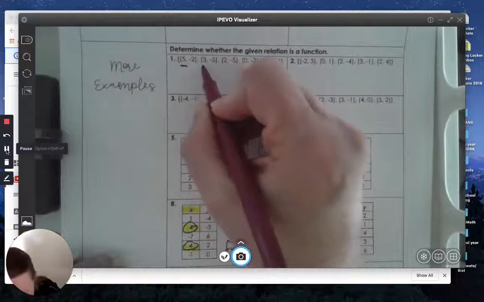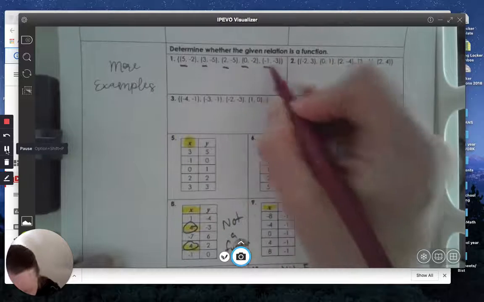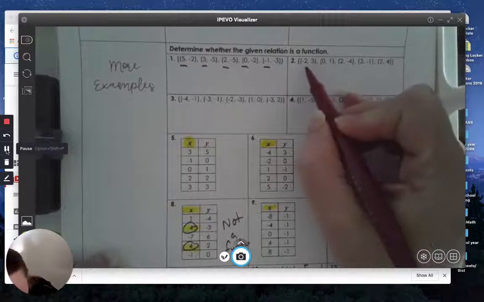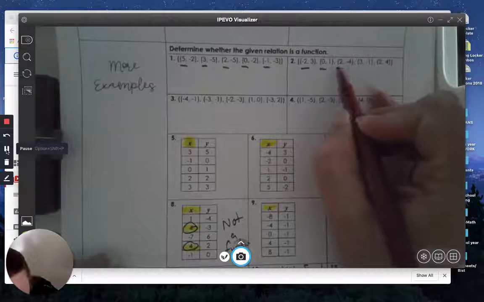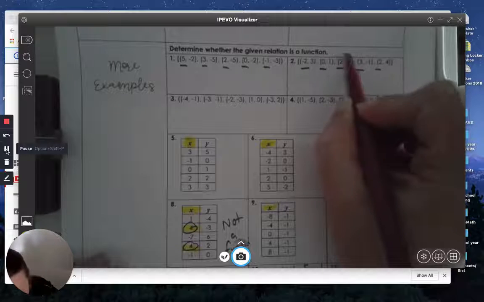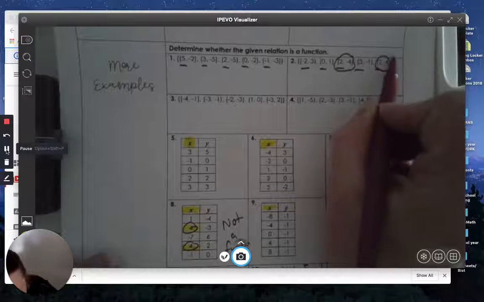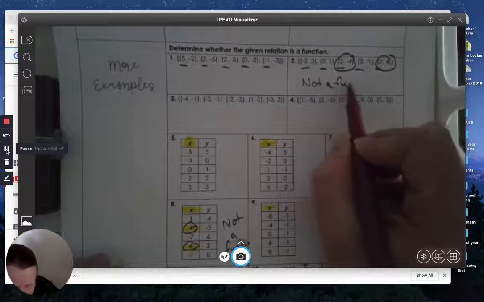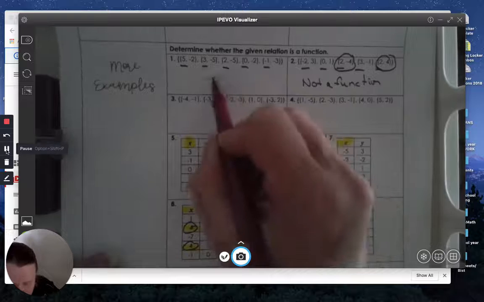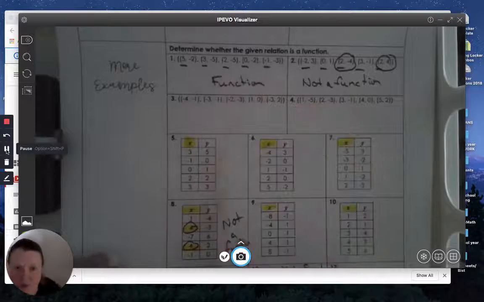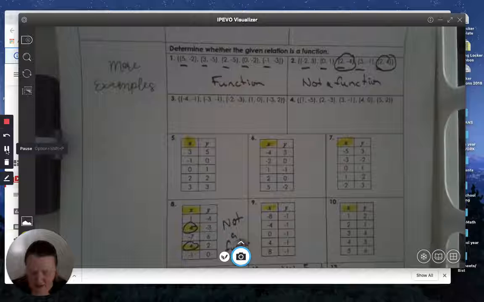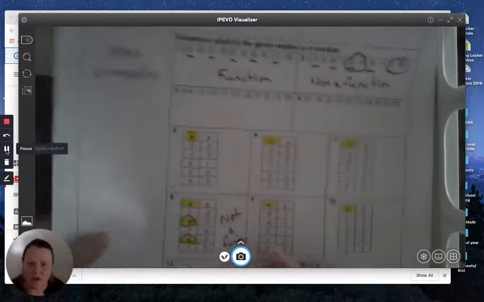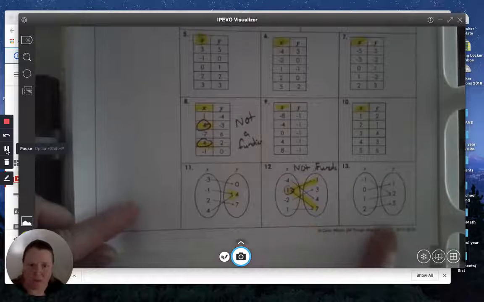I have a 5, I have a 3, I have a 2, I have a 0, I have a -1. Those are all good. I don't see any repeats here, but when I look at the next one, -2, 0, 2, 3, 2. This and this have a repeat, so this one is not a function, where this one is a function. So that's what you're looking for when you're telling it from a list of ordered pairs, a table, or if they've been nice enough to draw the map out for you.